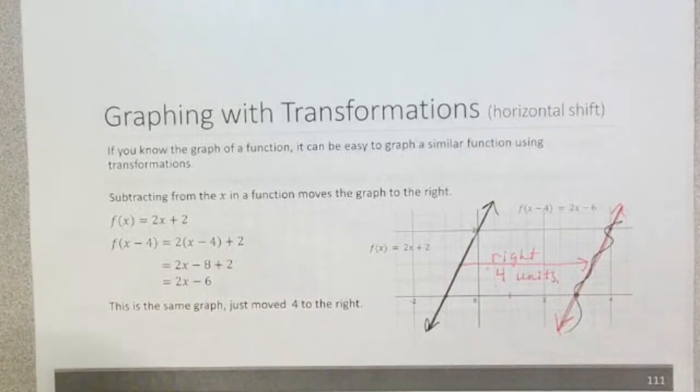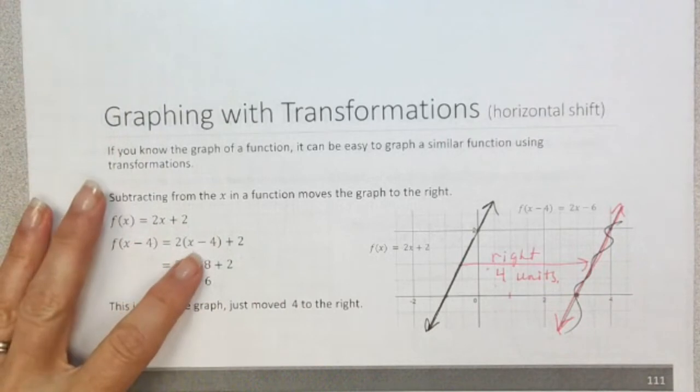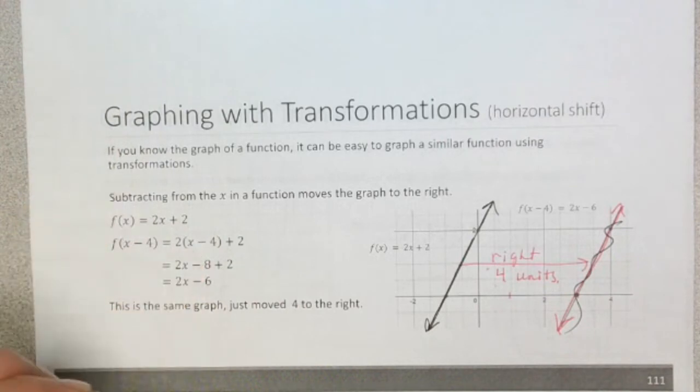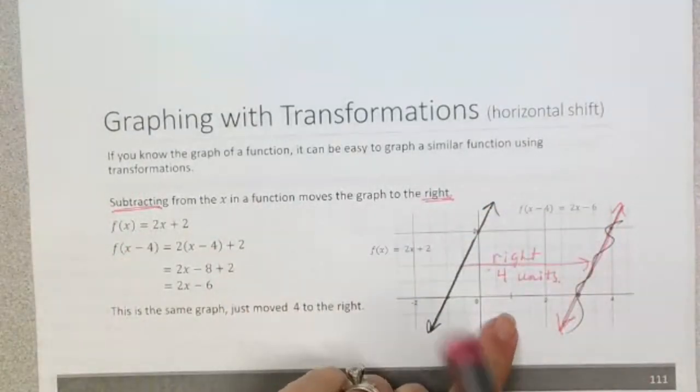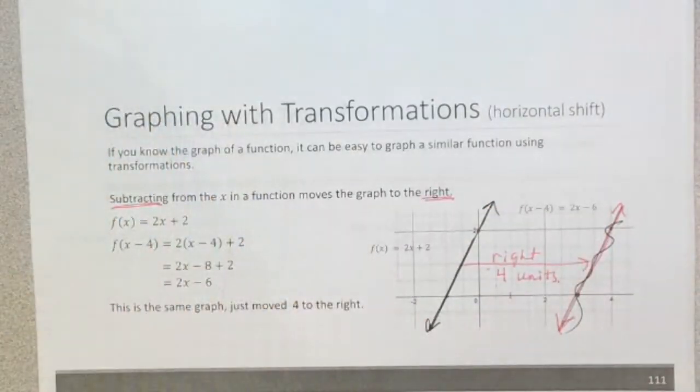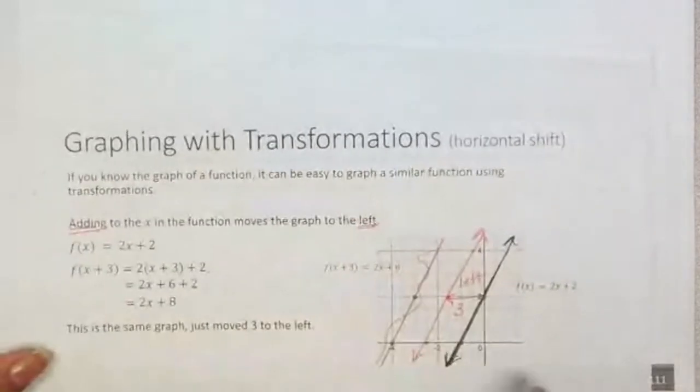Okay, to the right 4 units. So again, it's counterintuitive. When we subtract something from x, we shift to the right. When we add something to x, we shift to the left. So subtract is moving right. Now, were my units? Oh, this graph was correct.